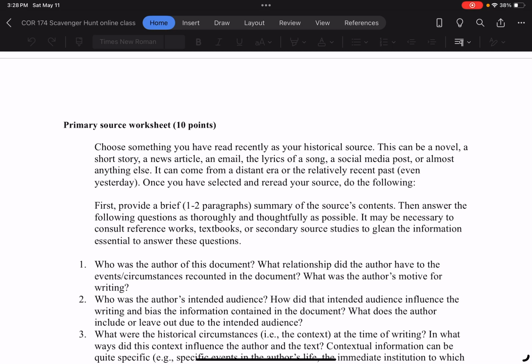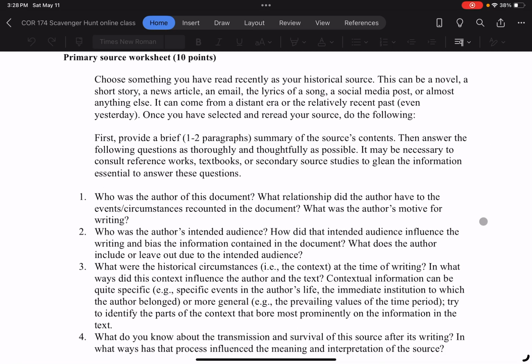First of all, provide a summary of the source's contents. I suppose you could do a text message chain. Say you and somebody had a long conversation via text message, a back and forth that went on for several days, rather than a single text. Within that, you could use the conversation as your source. So you would summarize the contents. If it's a novel, a story, or a news article, summarize that.